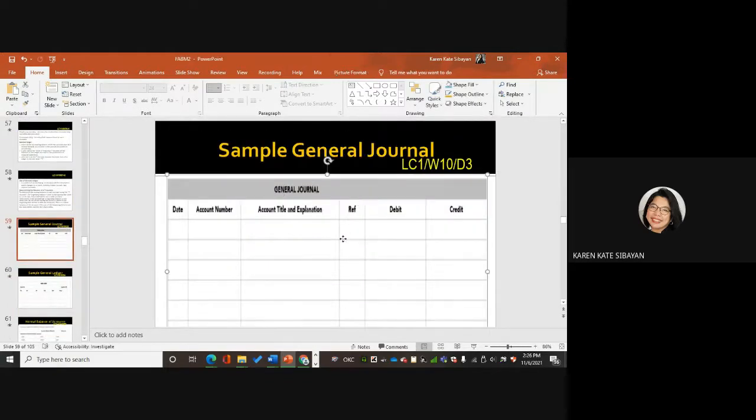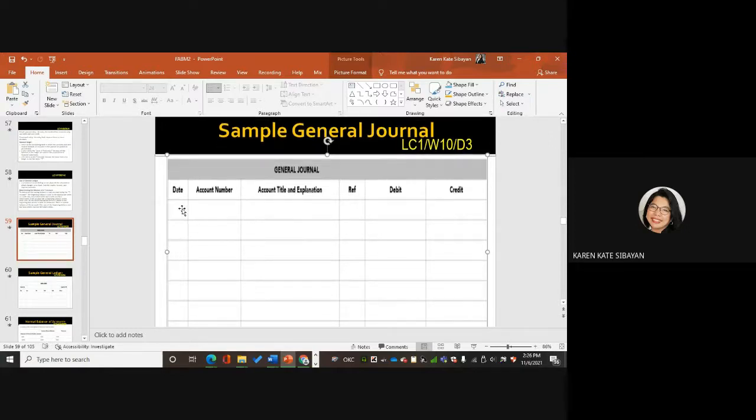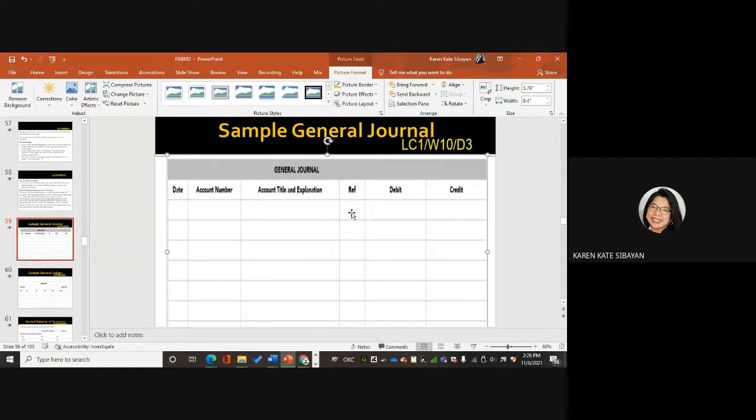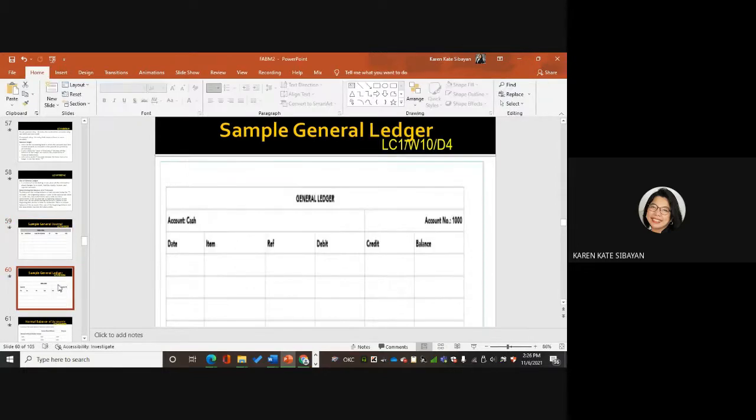So an example of the general journal, it is where you put your journal entry, you put the date, usually you put the name of the business here, then journal entry, account number, if meron, the accounting title, reference. Reference is where usually you post your transaction, kung anong page. Anong ledger number ang nandito? Then debit, credit. Okay?